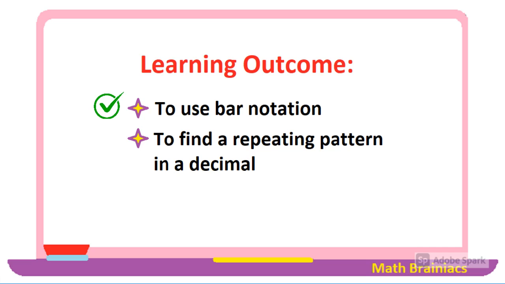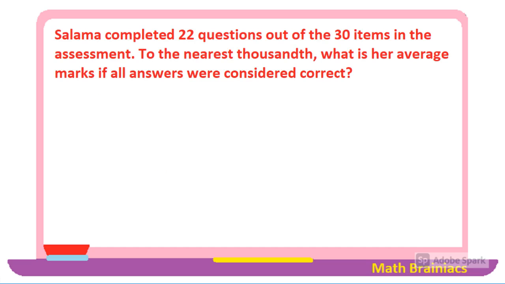Now, let us move to find the repeating pattern in a decimal. Let us work on this example so that you will be guided. Salama completed 22 questions out of the 30 items in the assessment. To the nearest 1,000, what is her average marks if all answers were considered correct? We are going to divide the completed questions out of the total items.